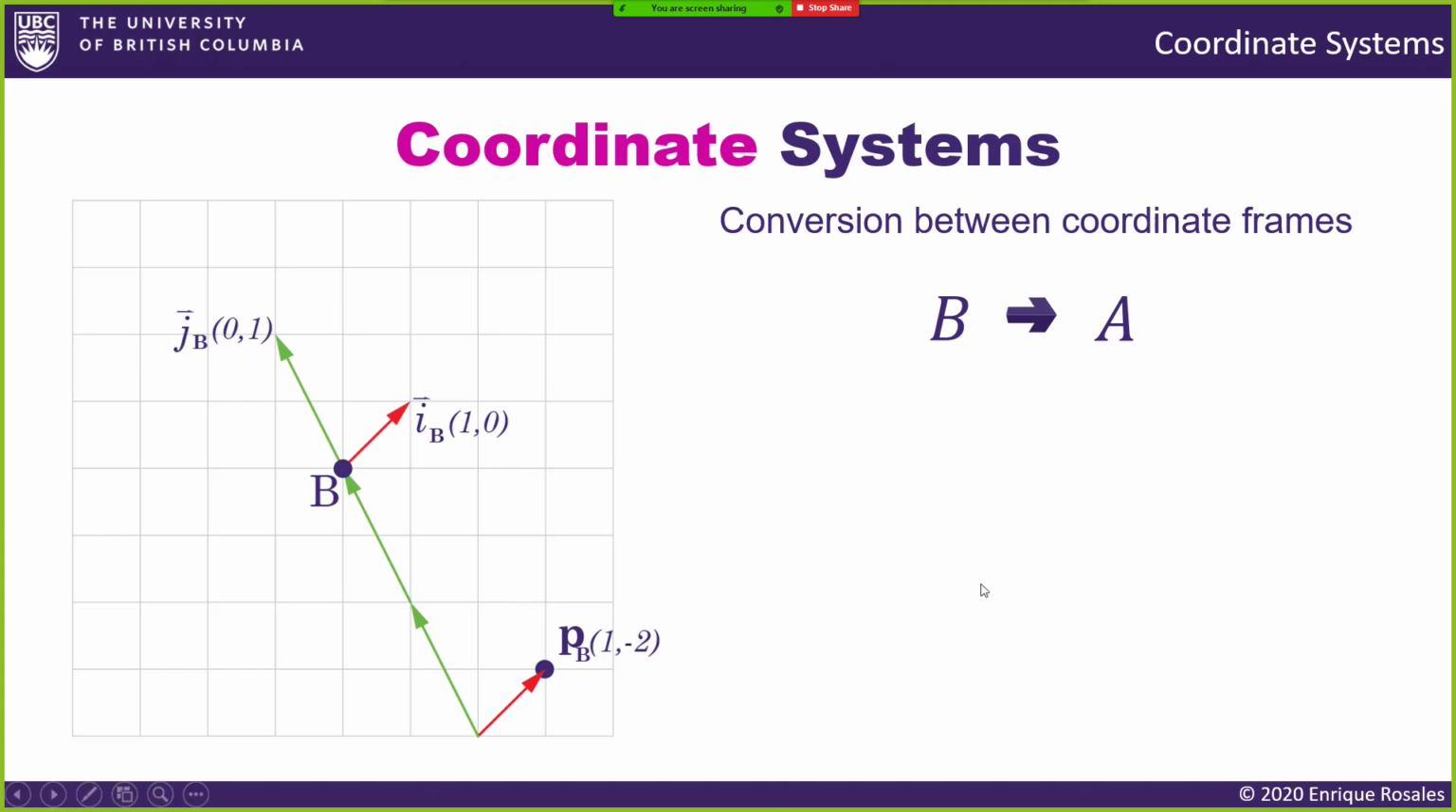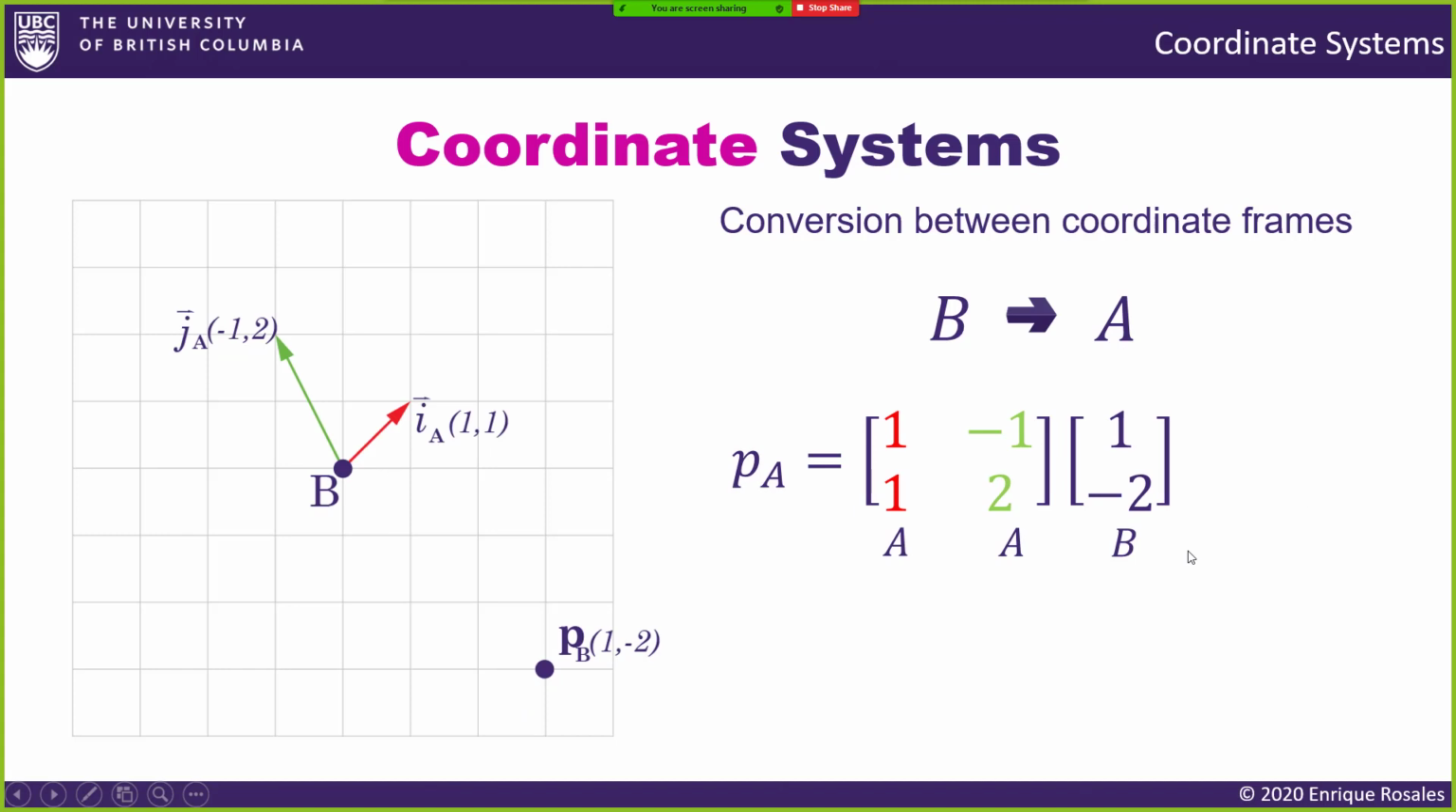unitary, okay? So now let's see how we can make a conversion between coordinate frames. In this case, having a coordinate frame that is based on one frame, that is B, how can we convert that one into the coordinate frame A?